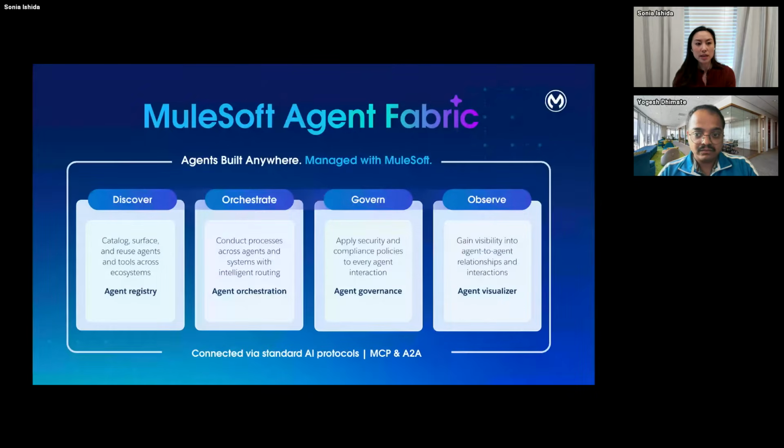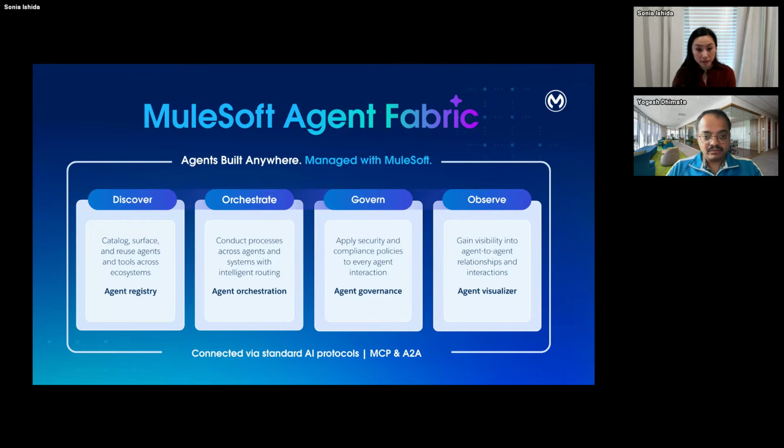So in terms of the capabilities that are packaged in with this new solution, it really centers around these 4 pillars. So it all starts with discovery. With Agent Fabric, you get a central registry where every agent, no matter where it's built, is cataloged, and it's made easy to find, reuse, and compose into solutions. Next is orchestration. With Agent Fabric, you have the ability to connect and coordinate agents across the different ecosystems so that multi-step processes can run smoothly and agents can work together to deliver the right outcome.